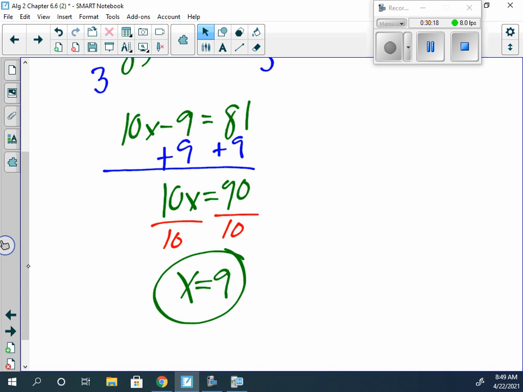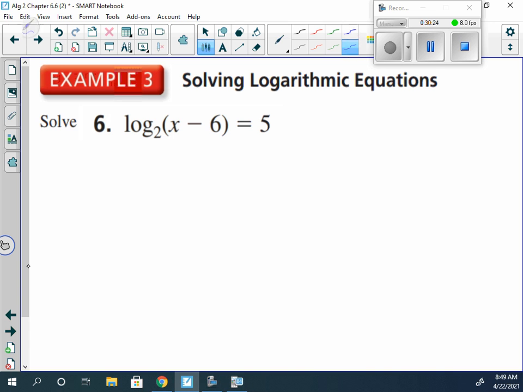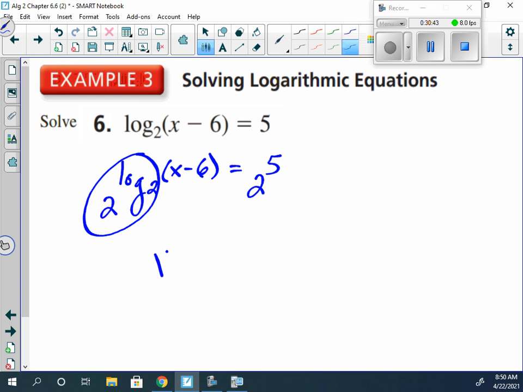Any questions on any of this here so far? Yep. So the 2 to the log base 2 of x minus 6 is equal to 2 to the 5th. So 2 to the log base 2 would simplify out, leaving us with x minus 6. Now we can simplify 2 to the 5th.